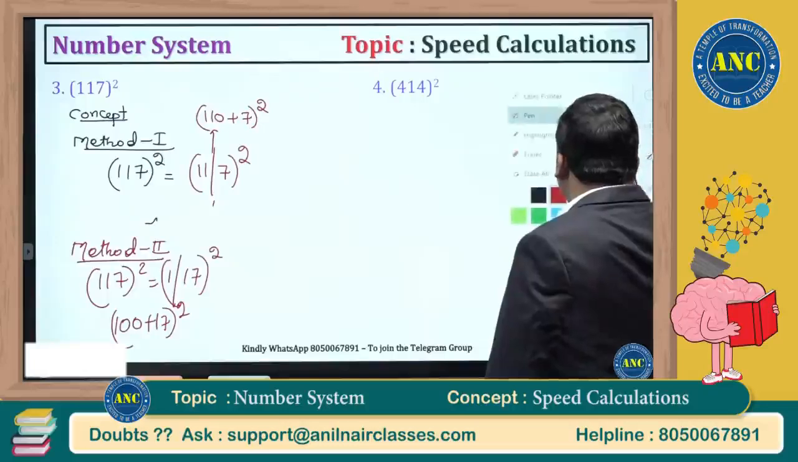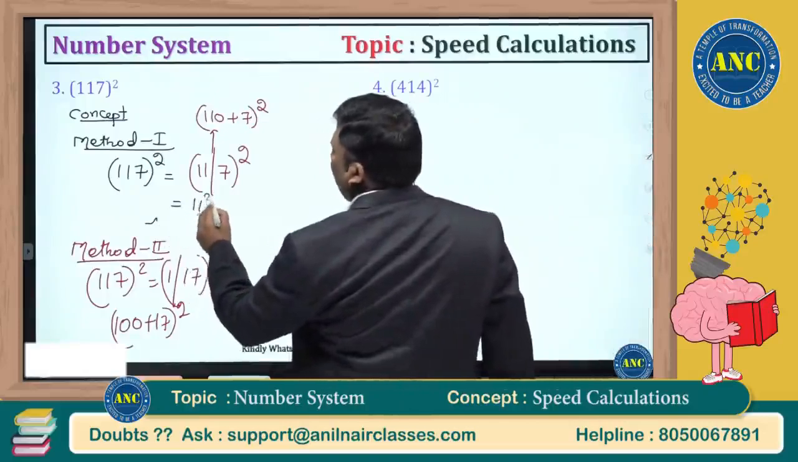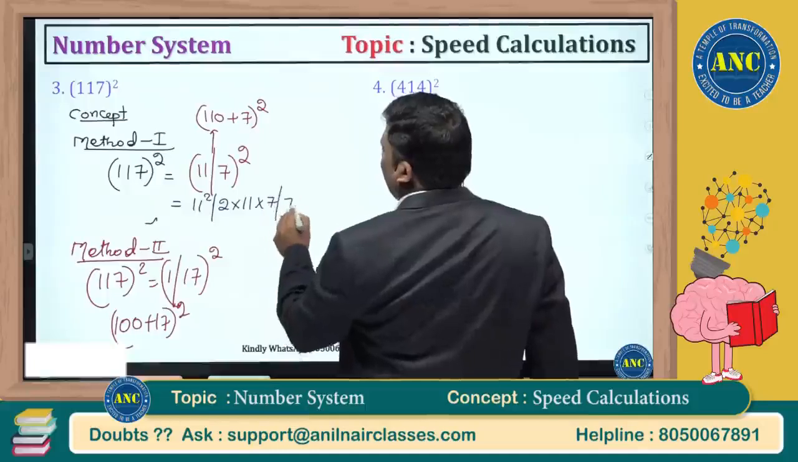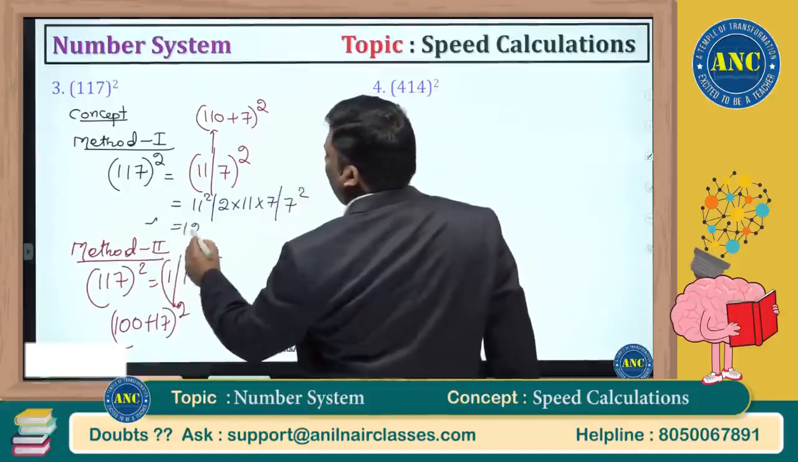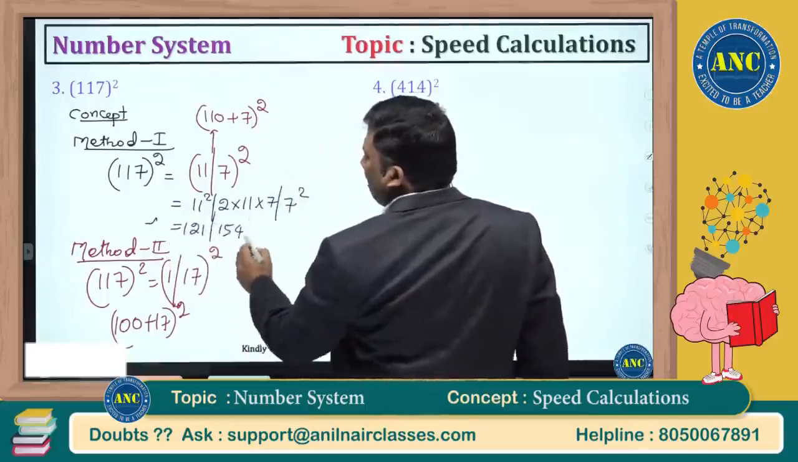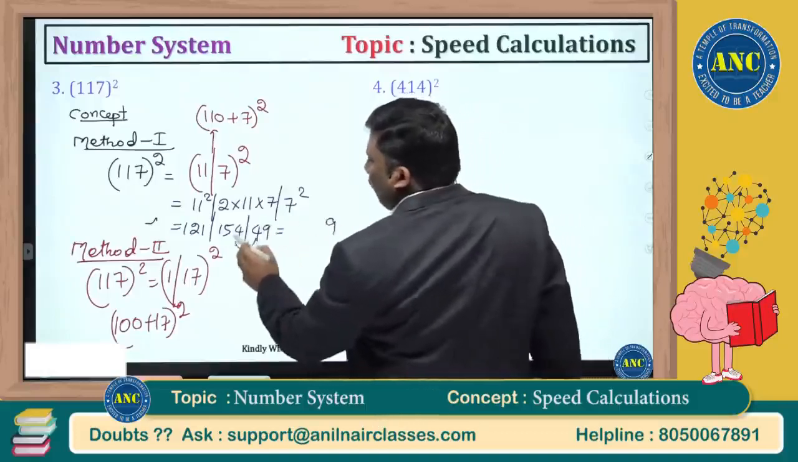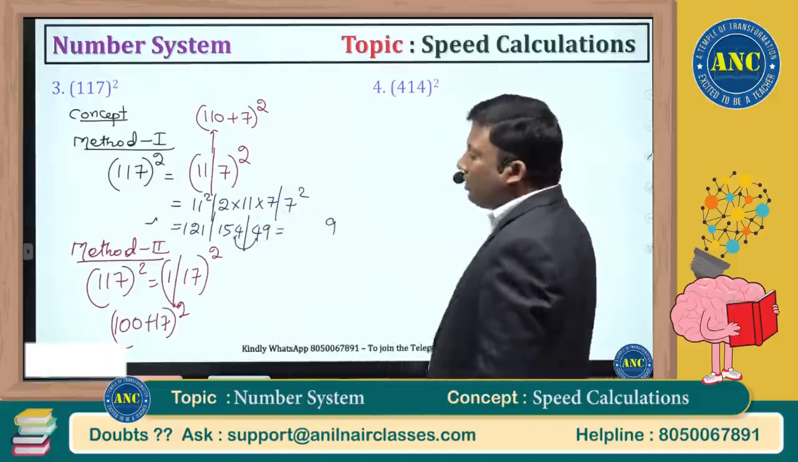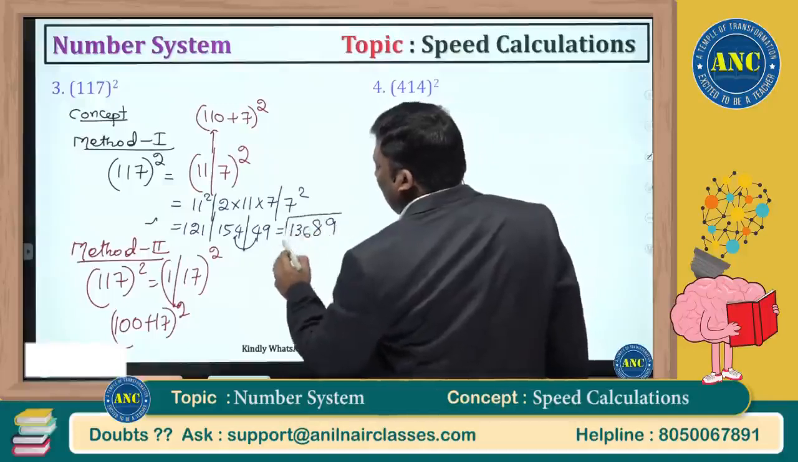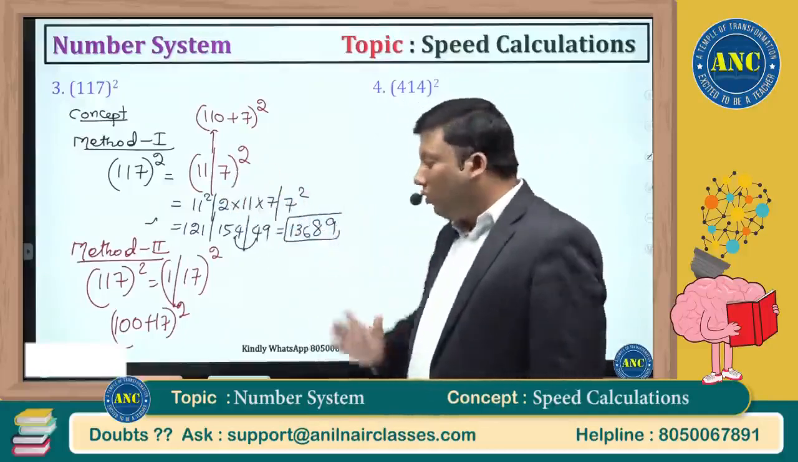First I will solve both the problems. This is nothing but a square, it is 11 square. Next is 2 into 11 into 7. Next is nothing but 7 square. 11 square is 121. 11 sevens are 77, 2 sevens are 154. 7 square is 49. Write 9, 4 carried. What is 154 plus 4? 158. 15 carried. 121 plus 15? 136, so the answer is 13689. Here B is a single digit, so I wrote only a single digit.